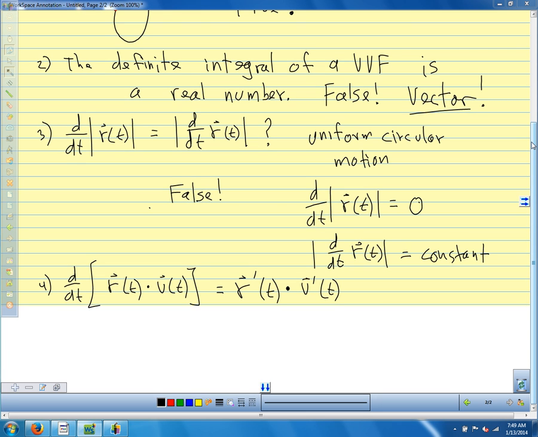Several falses. What do we have to use here when we take the derivative of the dot product? We have to use a product rule. So this is false. We need a product rule. Or we could take the dot product first and then take the derivative. But we can't just take the dot product of the derivatives. So this would be false. We need to use a product rule.